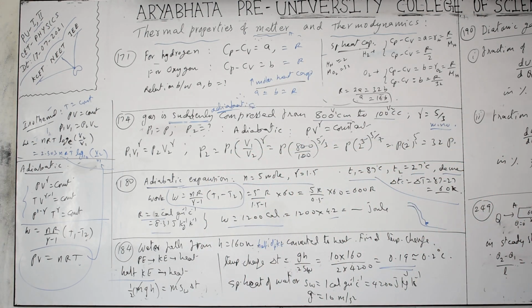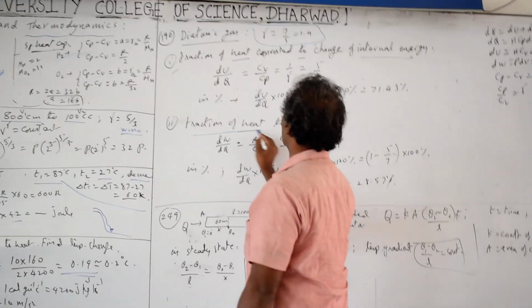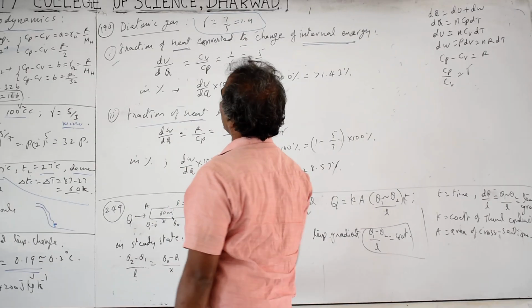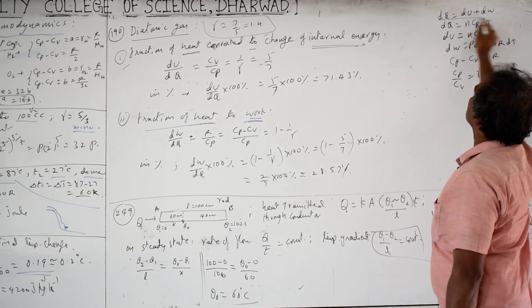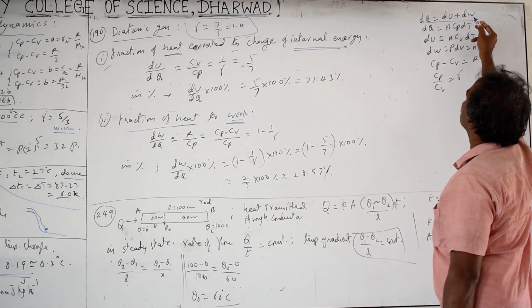Next question number 190. In the case of diatomic gases, gamma is equal to 1.4 or 7 by 5, we take. This is a very important problem. Fraction of heat converted into change of internal energy you have to find out, or fraction of heat converted into work. They may ask just a fraction, or they may ask the percentage also. dq equal to du plus dw. dq is the total heat supplied, part of that is converted into change in internal energy, remaining part is converted into work done.